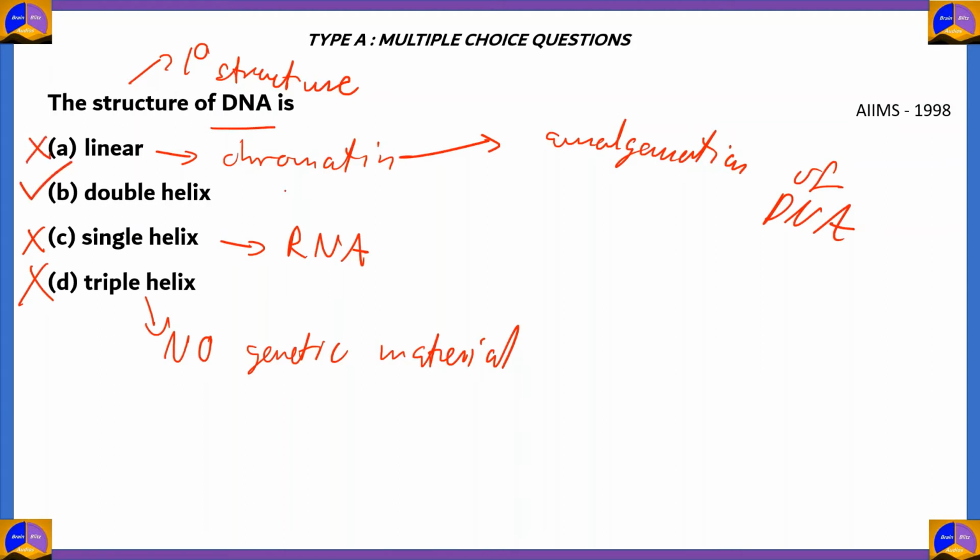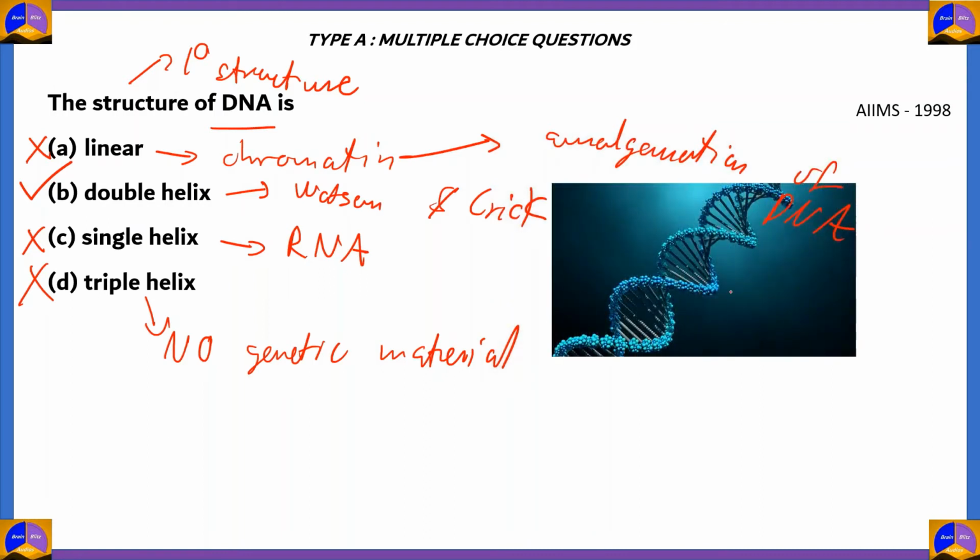The right answer is option B, double helix. This is the famous model proposed by Watson and Crick. They discovered it and they proposed it. So this double helix structure is the primary structure of DNA.